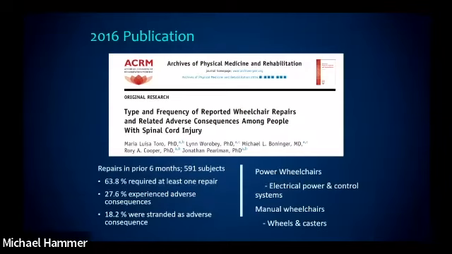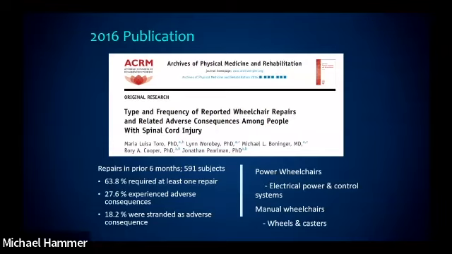When you look at the summary, they looked at repairs over the prior 6 months. They had 591 subjects in wheelchairs and seating. That's a robust sample size. 63.8%, 64%, required at least one repair in the last 6 months. 28% experienced an adverse consequence as a result of needing that repair, and 18% of them were stranded somewhere as a result of the repair that was needed. So it's pretty significant numbers back in 2016.